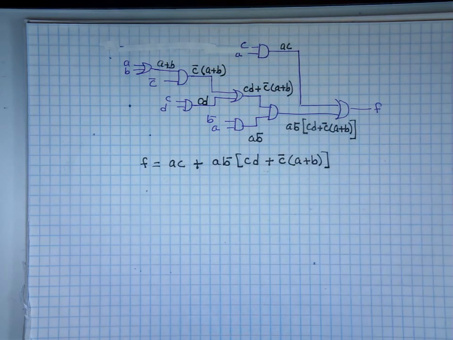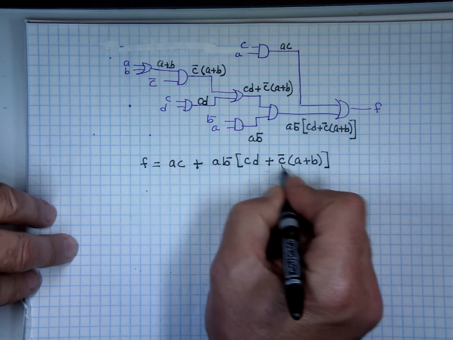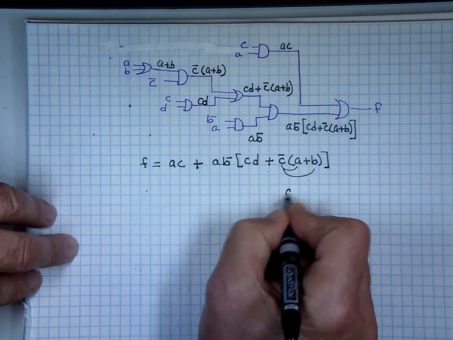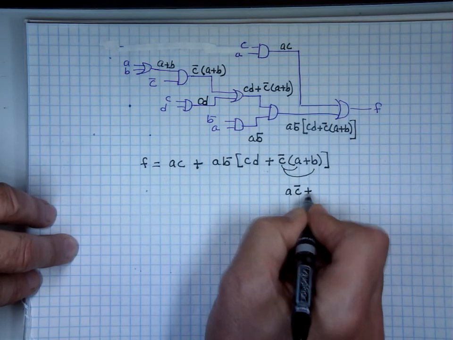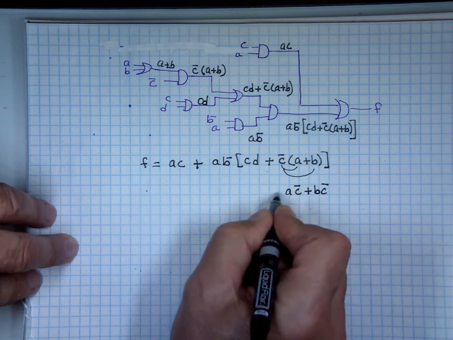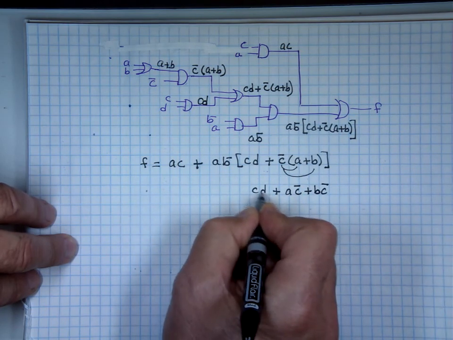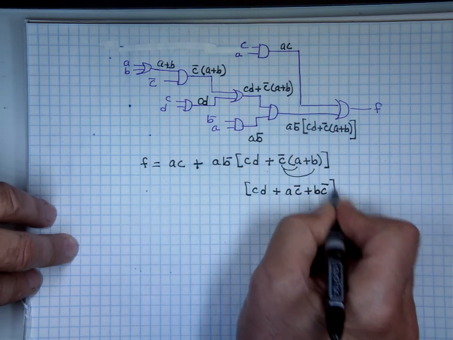You can make life easy on yourself. If it's neat. Well, if it's neat, yes. Or if you distribute that C bar. If I distribute that C bar, I will have what? A C bar plus B C bar here, plus what? C and D. Multiply that with A B bar.